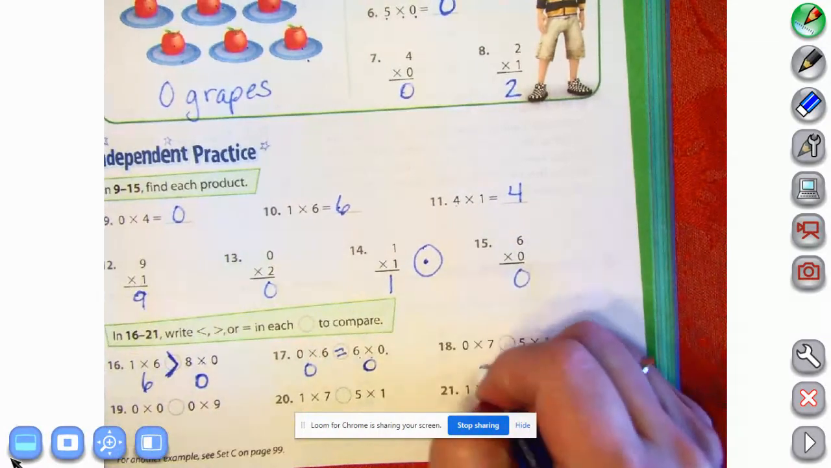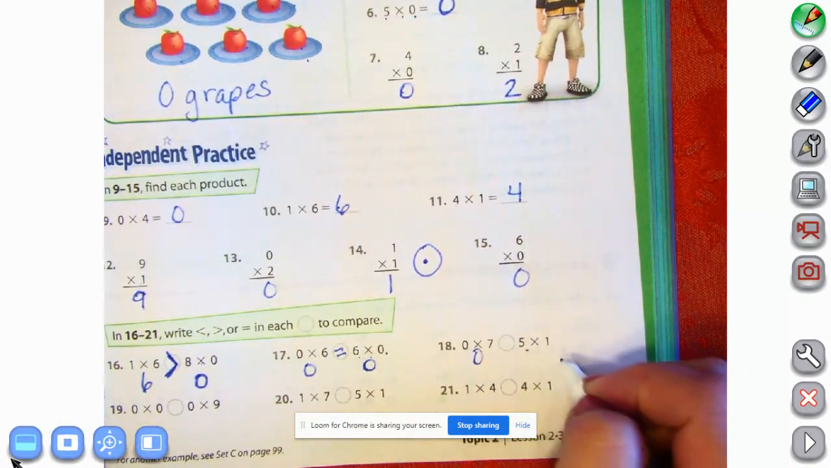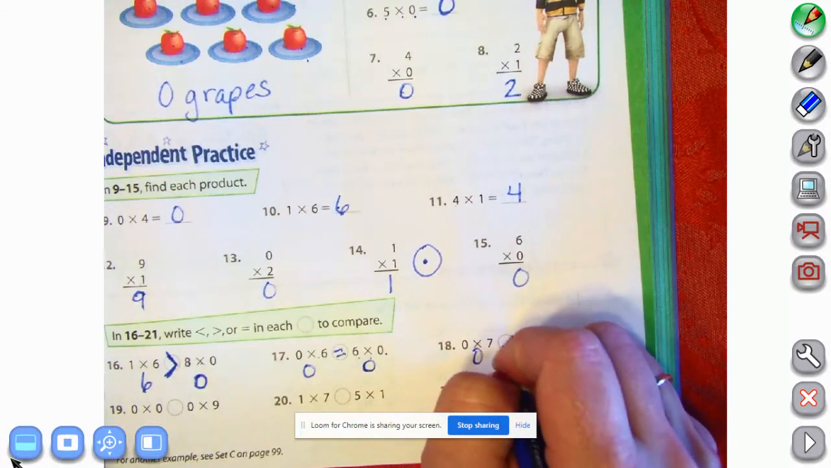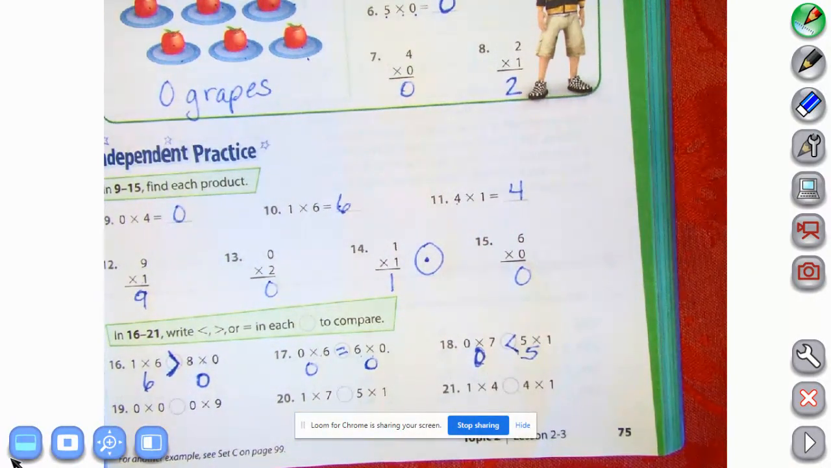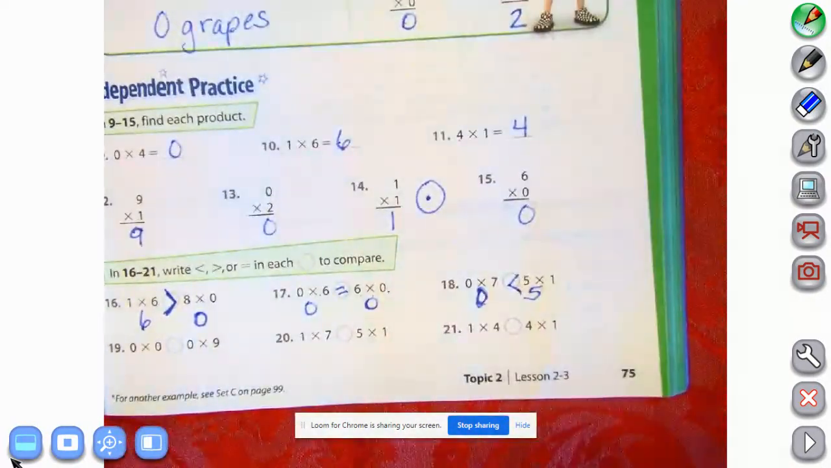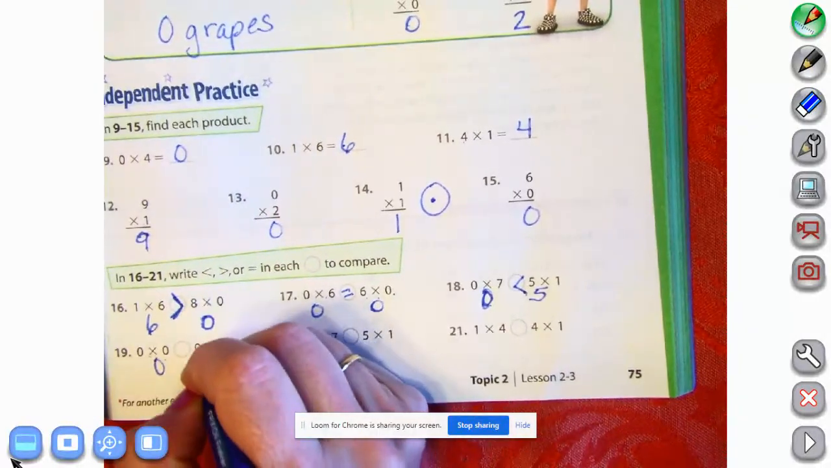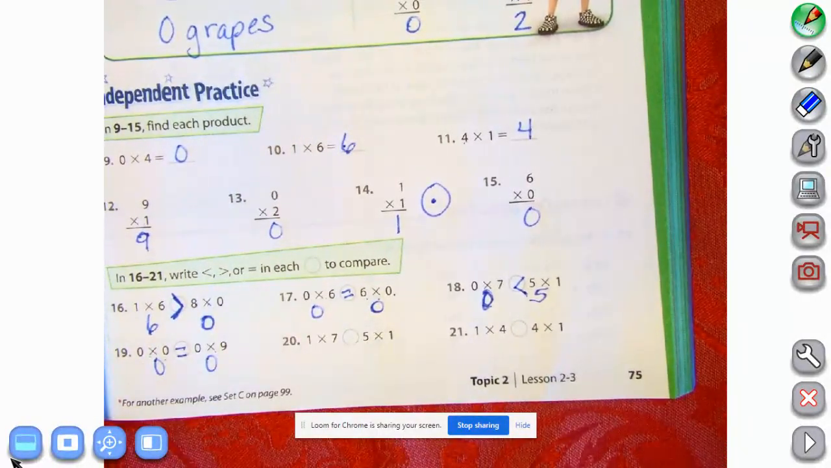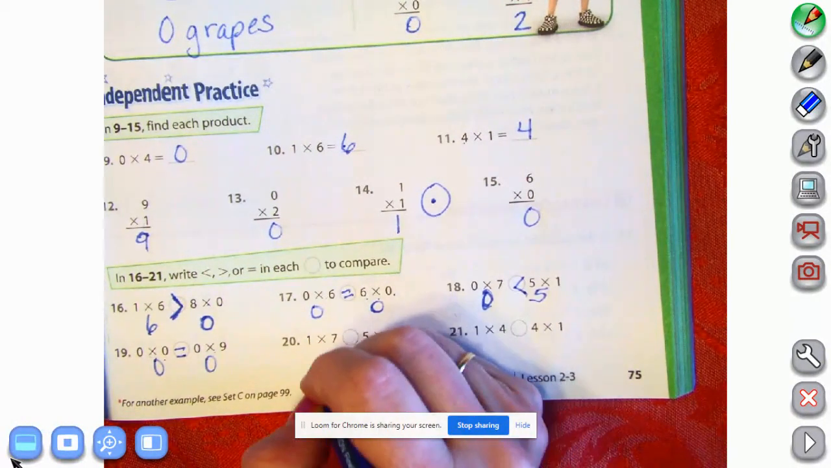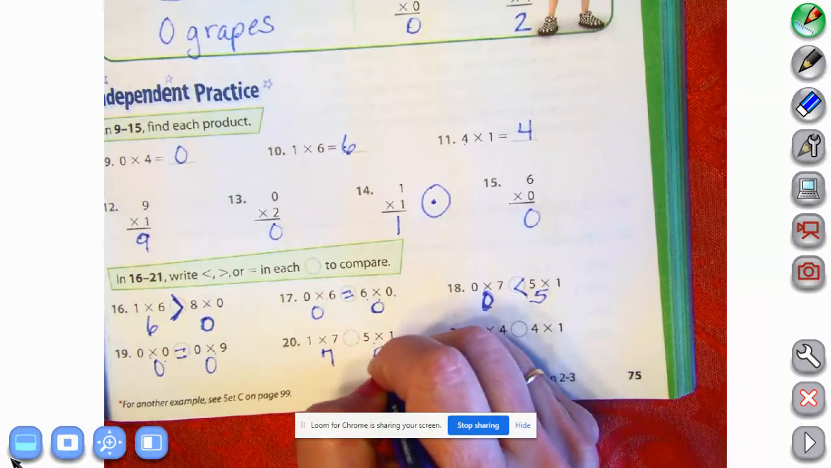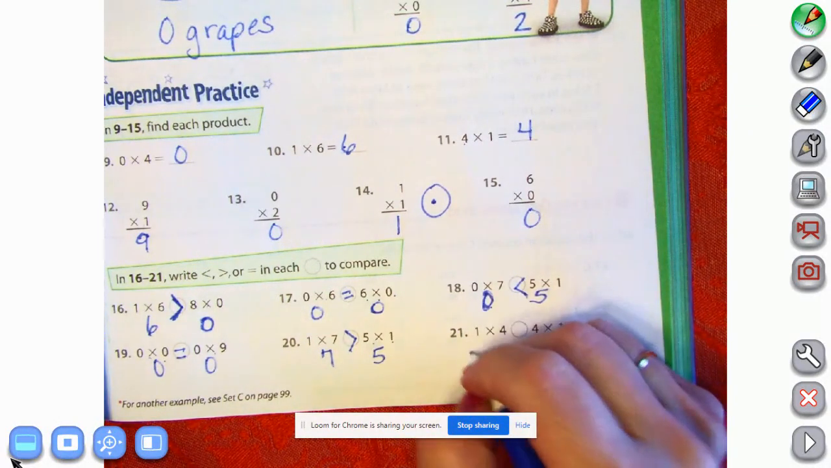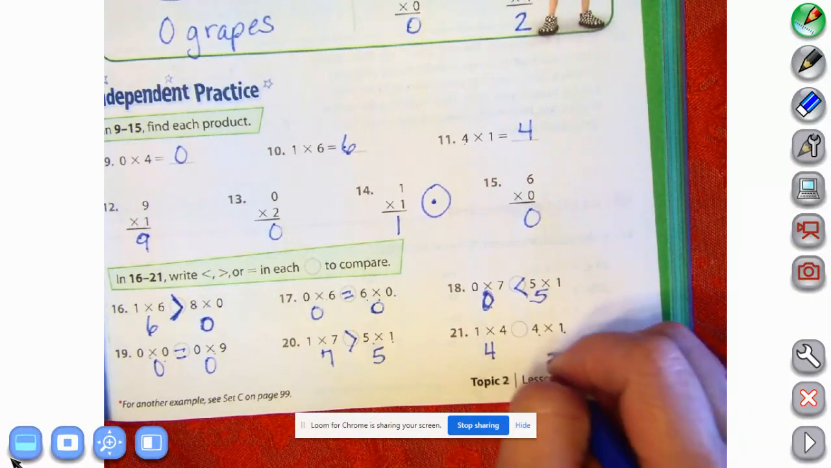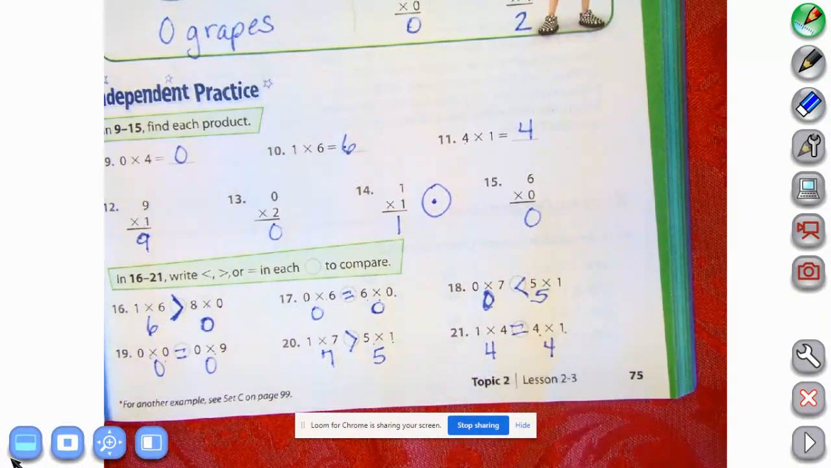All right, 0 times 7 is 0. 5 times 1 is 5. So 0 is less than 5. Number 19, 0 times 0 is 0, and 0 times 9 is 0, so these are equal. 1 times 7 is 7, and 5 times 1 is 5. So 7 is greater than 5. And number 21, 1 times 4 will be 4. 4 times 1 will be 4. So these are equal.